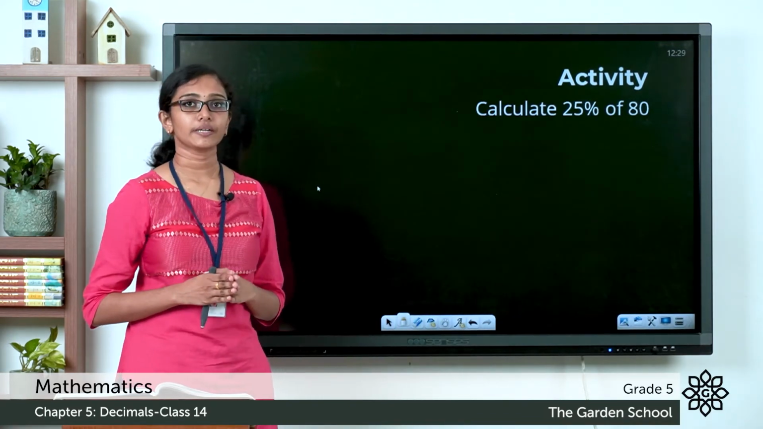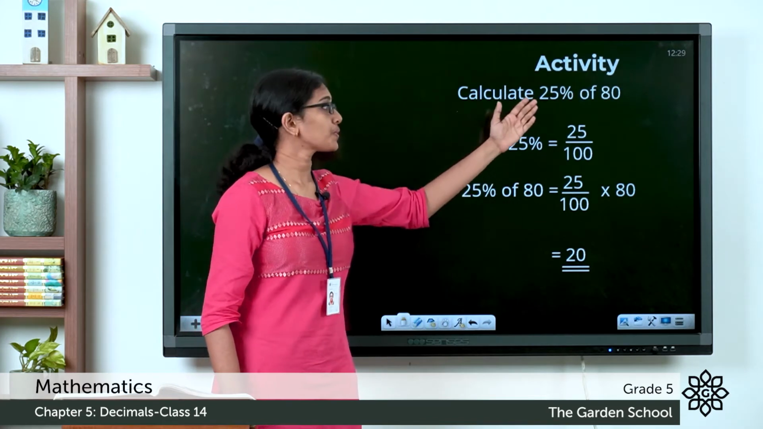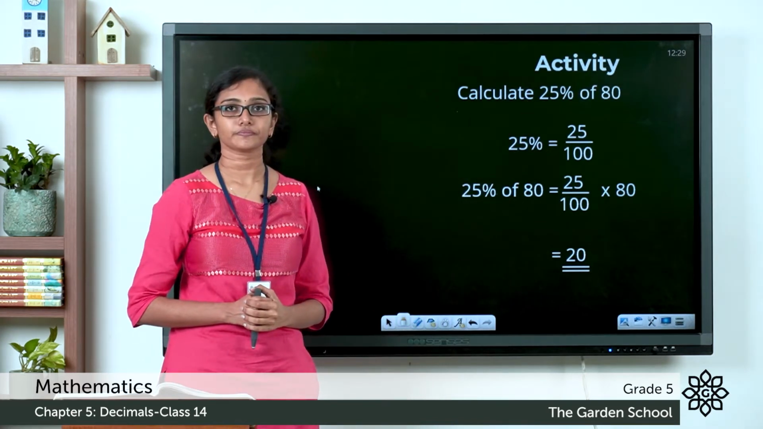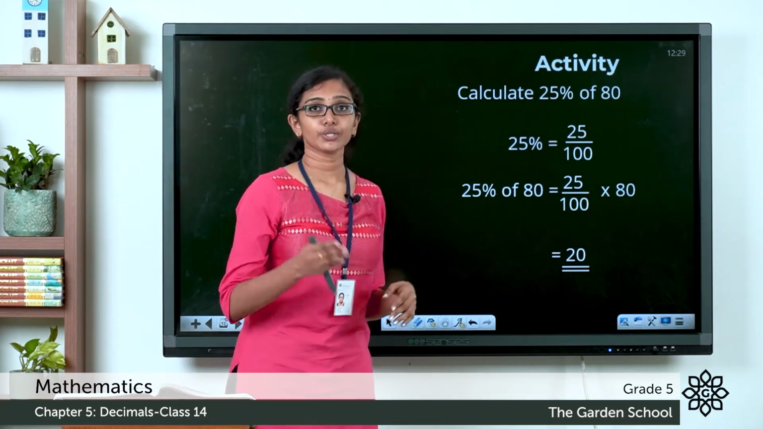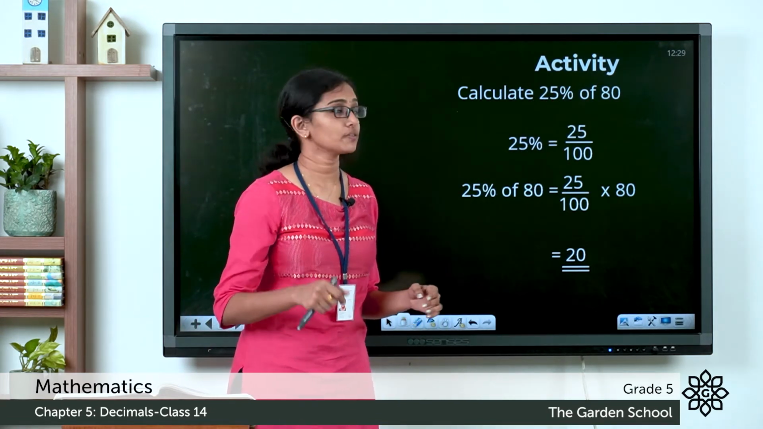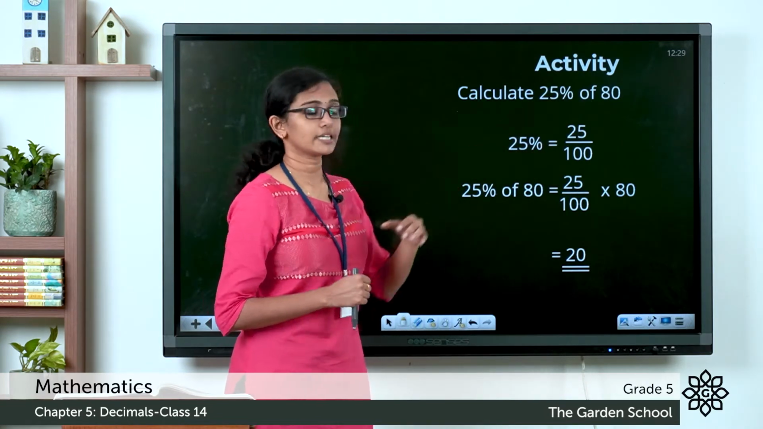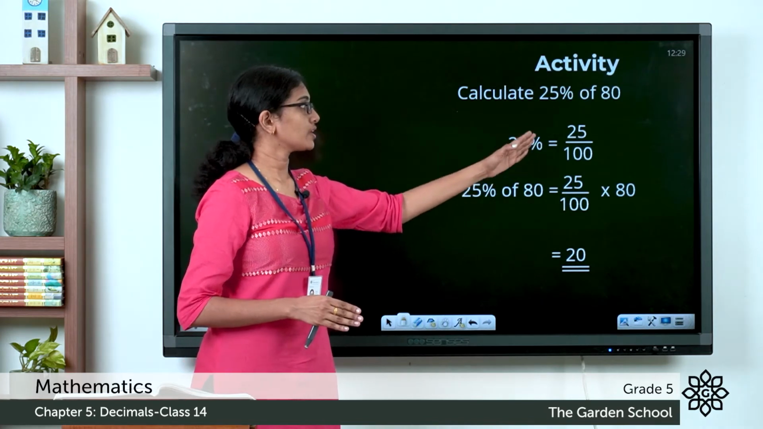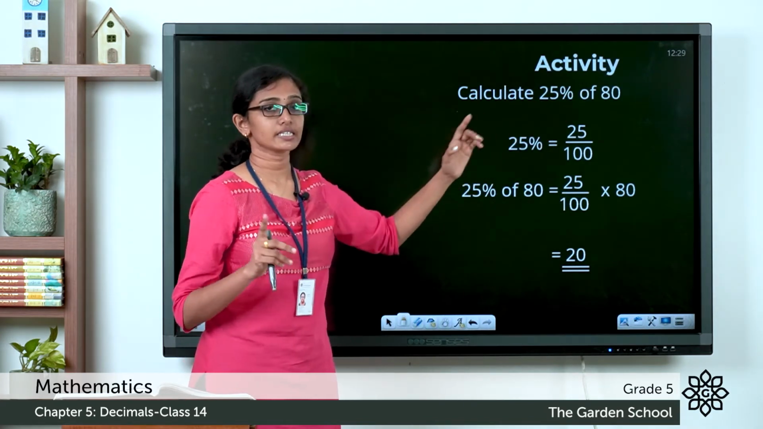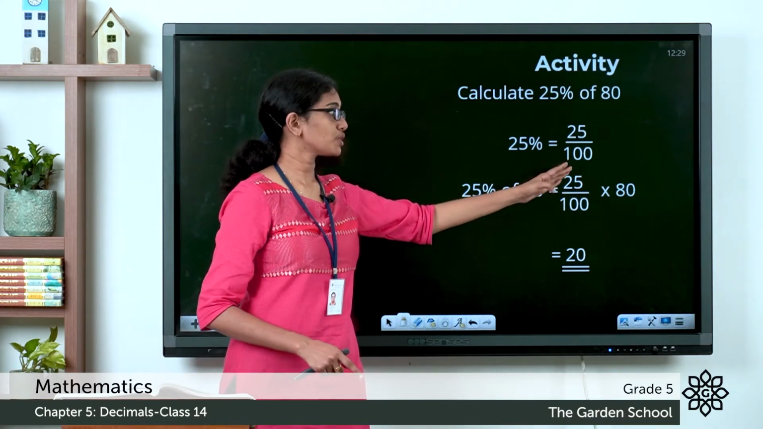25% of 80. And what is 25%? 25% means it's 25 out of 100. And it means you are dividing this 80 into 100 equal parts and you have to find out 25 out of these 100 equal parts of 80. How do we find that?